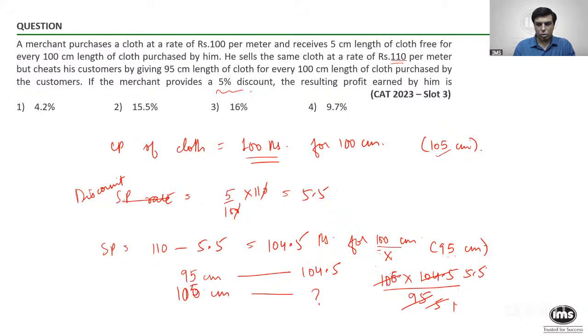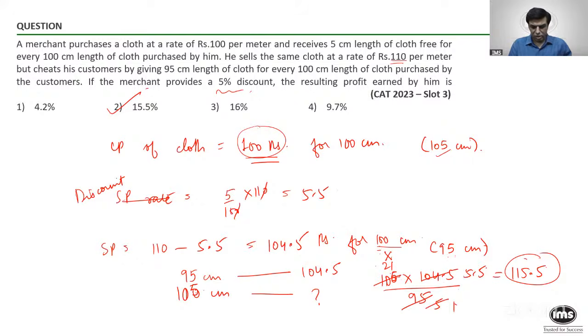Okay. So this is 21. So 115.5. How much did he pay? 100 rupees. How much did he get? 115.5 rupees. What is his profit? 15.5%. The traditional or the customary way of solving this question.